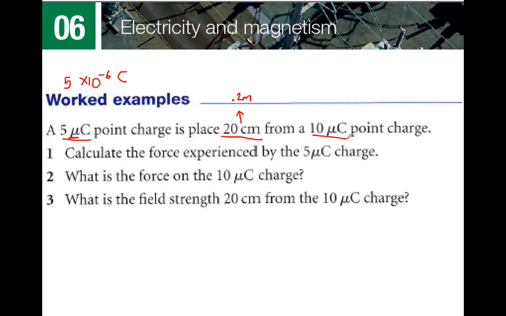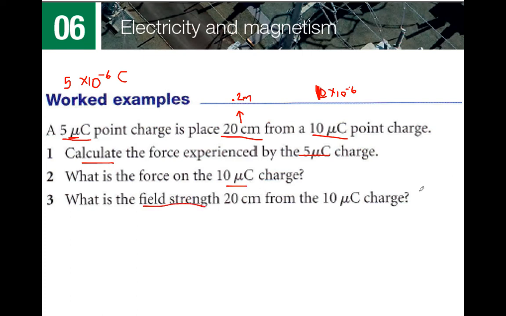And then 10 microcoulombs. Now you can either write that as 10 times 10 to the negative 6, or, what you're going to see, we don't usually leave it like that. We move it: it's 1 times 10 to the negative 5. But I'm just going to talk about it as 10 times 10 to the negative 6. All right, calculate the force experienced by this, and we'll walk through that. What is the force on the 10 microcoulomb charge, and then what is the field strength?